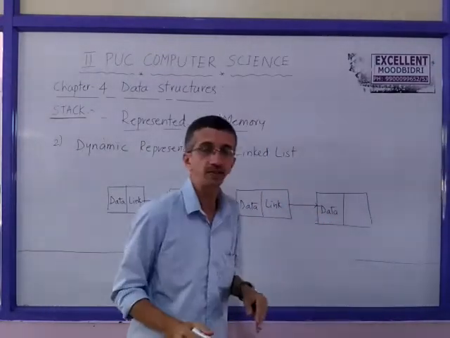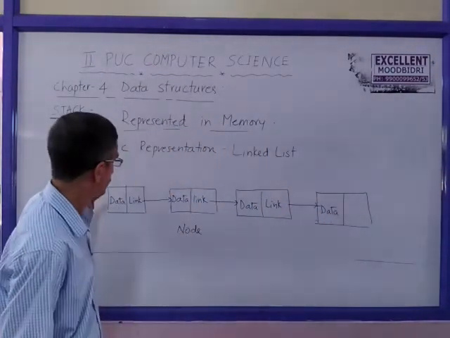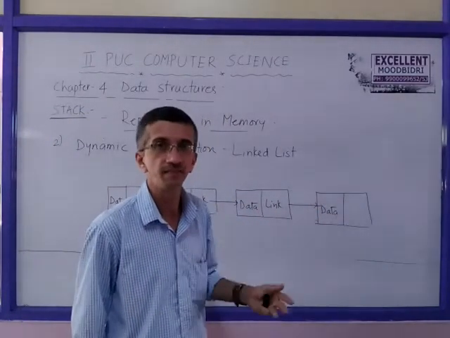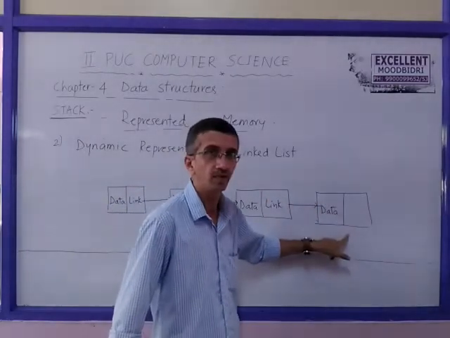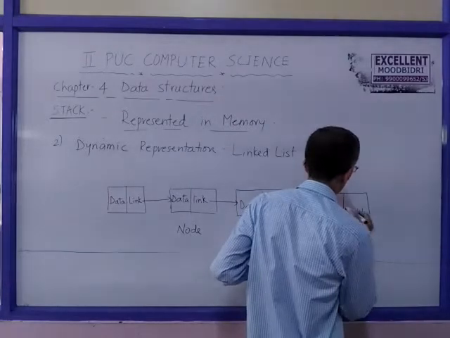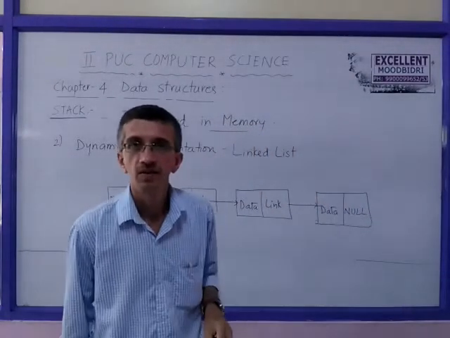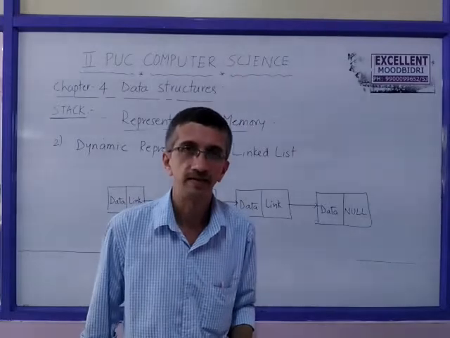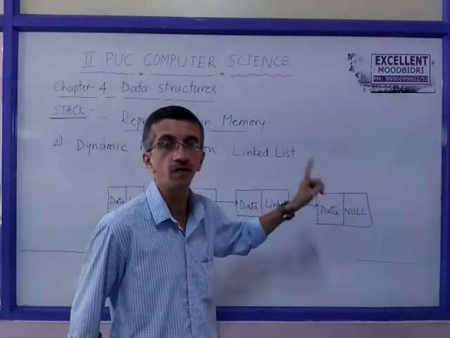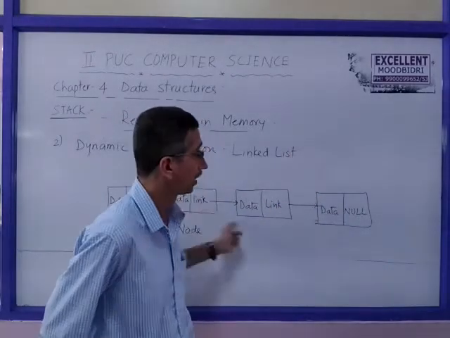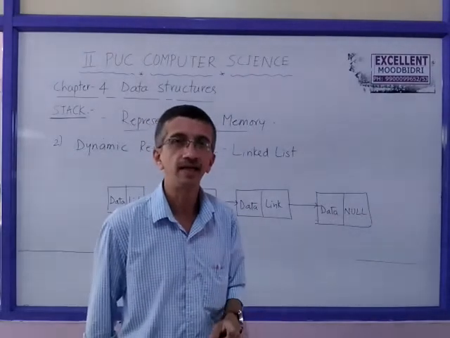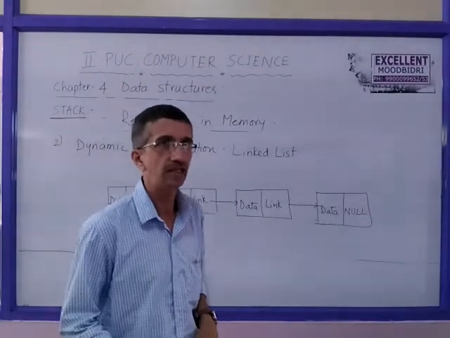Now how do you represent the last node? If this is the first node, how do you represent the last node? When the list ends, the last node contains the address field as null. So how do you mark the end of the linked list? By having null in the pointer field of the last node. So wherever you have the null value in the link field, that indicates that is the last node of the linked list.